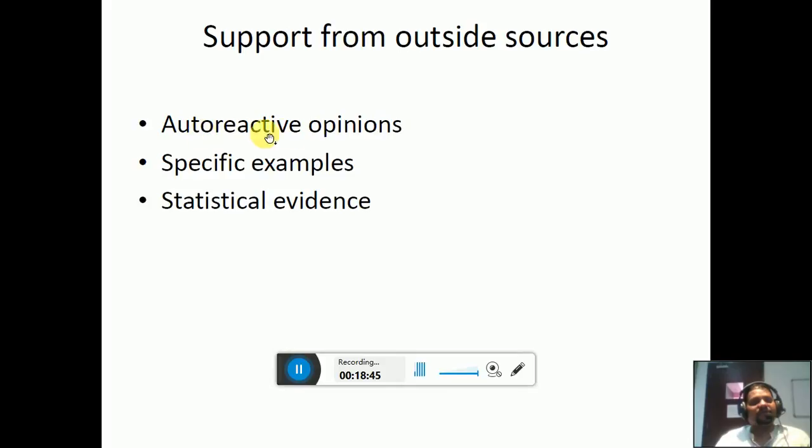Please forgive me for the spelling mistake again here. I've written it wrong, sorry for that. It's authoritative opinion.